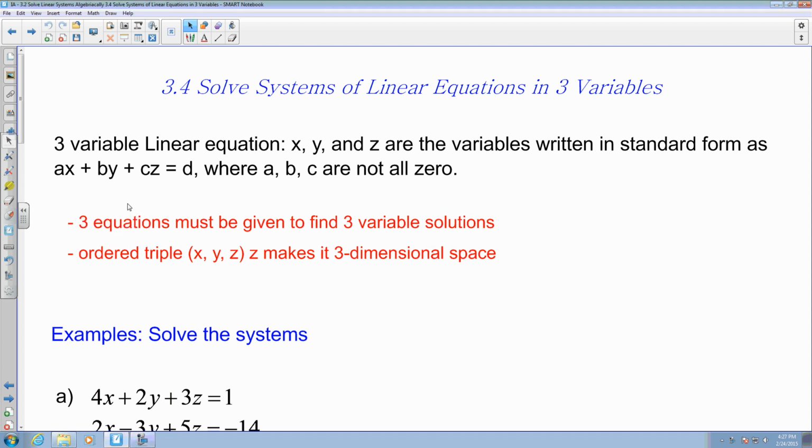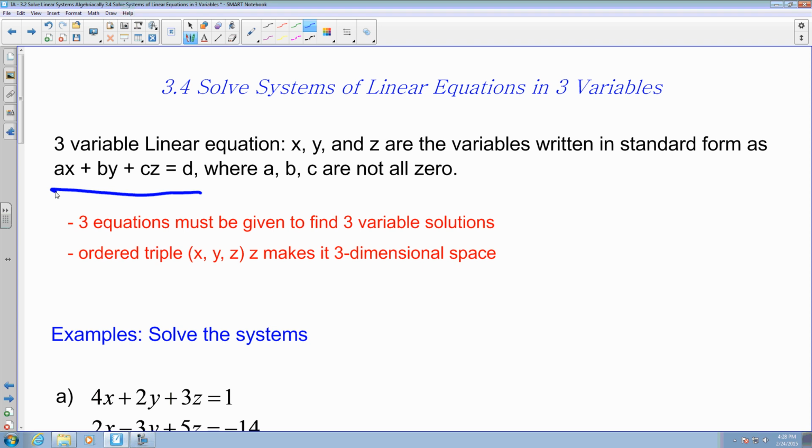All right, we're in section 3.4, where we're going to solve systems with linear equations in three variables. By definition, the three variable linear equations, we add an additional variable. We've seen x and y before, but now we put in z. X, y, and z are the variables written in standard form. You can see that the standard form is right here: Ax plus by plus cz equals d, where a, b, and c are not all 0.